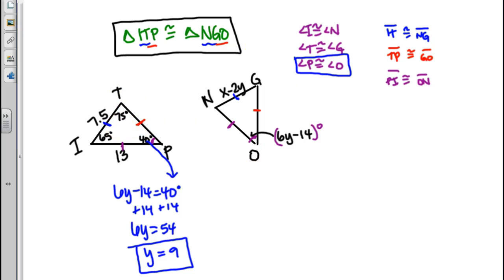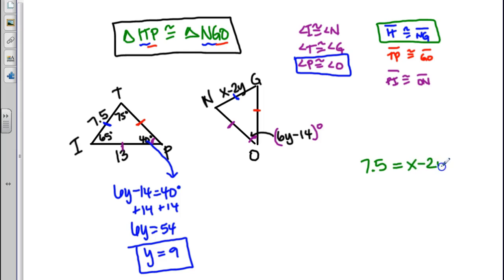All right, moving to the sides, we know that side IT is congruent to side NG. So let's work that one out. IT is 7.5. And just a reminder on switching from congruent to equals, because maybe you're like, wait a minute, this says congruent, you switch to equal. Remember, definition of congruency: if angles are congruent, their measures are equal. If sides are congruent, their measures are equal. So that's the switch, definition of congruent sides, definition of congruent angles.